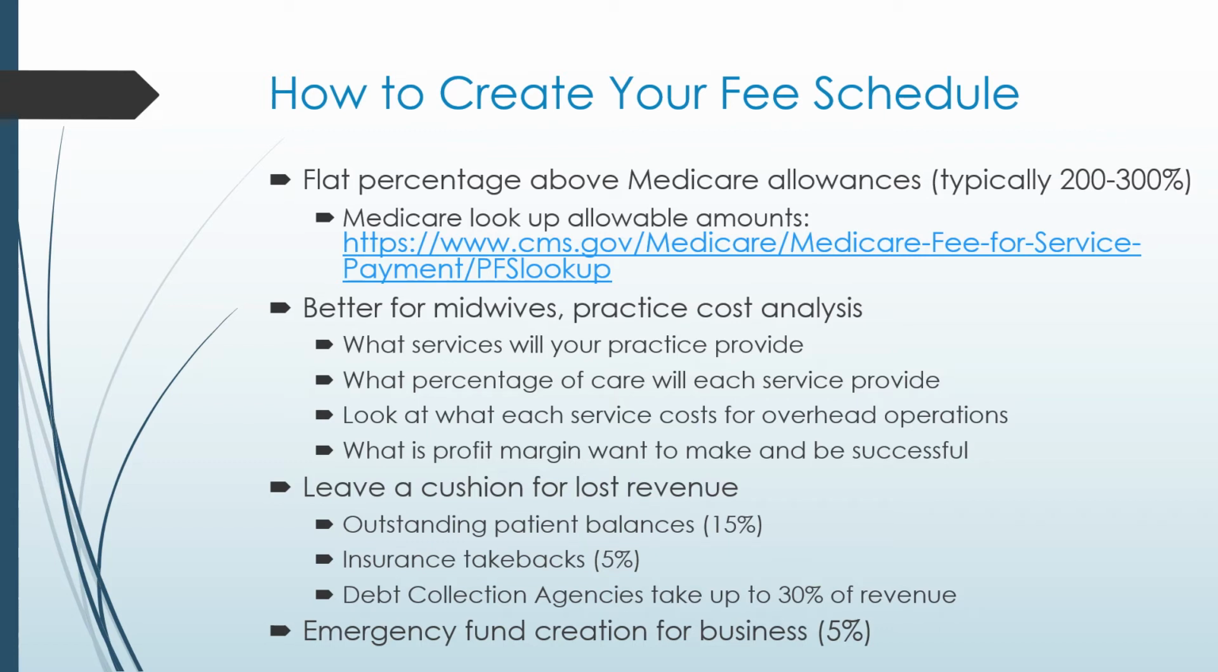You can base it simply on a flat percentage of the Medicare allowances. A lot of the recommendations are figuring out what the Medicare allowable for that code is, and then charging double or almost 3 times the amount. So for example, for 59400, Medicare's amount is about $2,000. So that's where that amount of $4,000 came from.